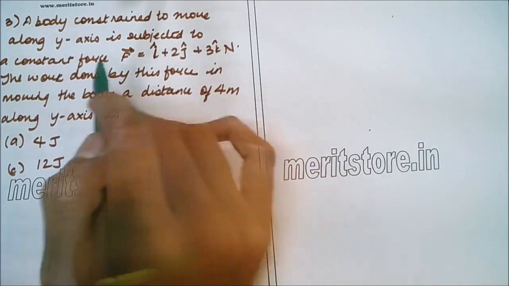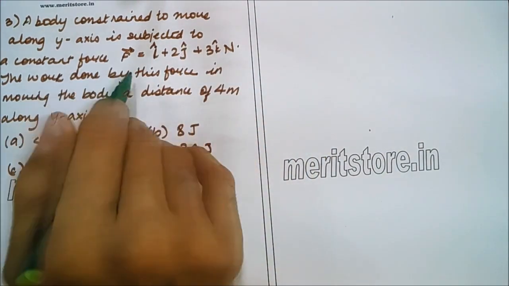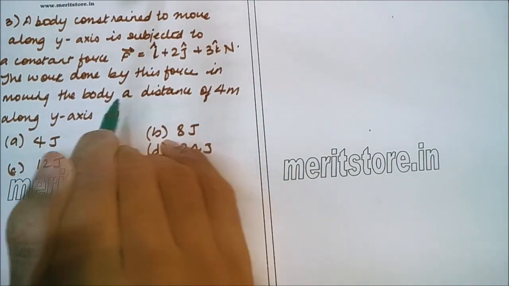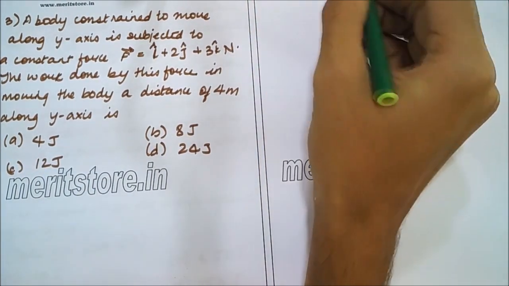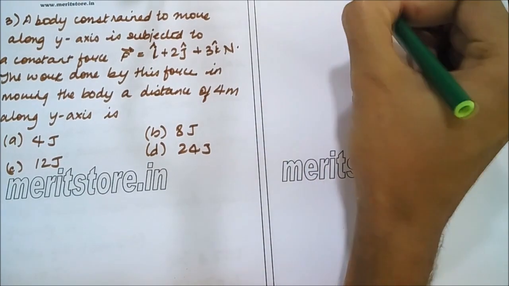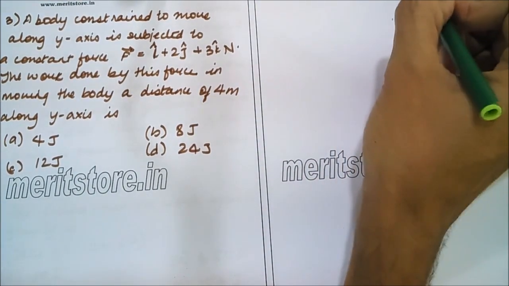A body constrained to move along the y-axis is subjected to a constant force of minus i plus 2j plus 3k newtons. The work done by this force in moving the body a distance of 4 meters along the y-axis is. So we need to find the work done by the force.